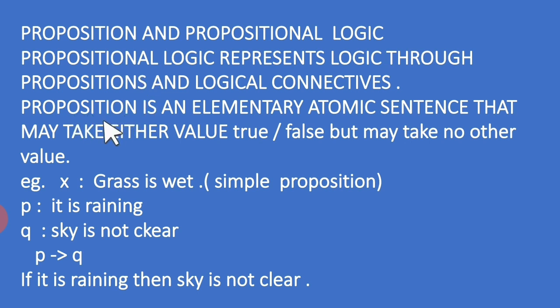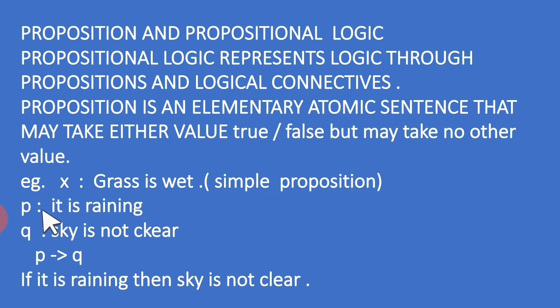Now what is proposition? Proposition is an elementary atomic sentence that may take either value true or false, but may take no other value. For example, a simple proposition is here. What we call in the definition is an elementary atomic sentence. So example here is grass is wet. So it is being represented through a variable x. It is a simple proposition.